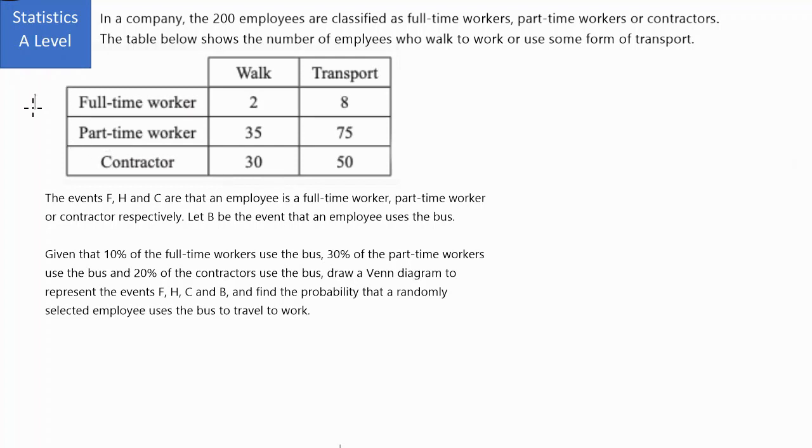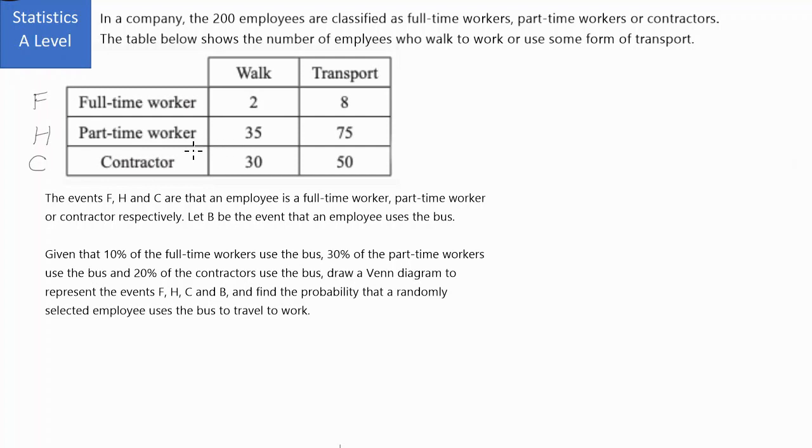So F are the full-time workers, H, which I guess means half-time, is the part-time worker, and C is contractor. And let B be the number of people that use a bus. So B is for the bus. Given that 10% of full-time workers use the bus, 30% of part-time workers use the bus, and 20% of contractors use the bus, draw a Venn diagram of the events F, H, C, and B. Okay, so we'll start there. This is the next part of the question. We'll do that afterwards, but we'll just start by drawing a Venn diagram with the full-time workers, half-time workers, contractors, and buses.